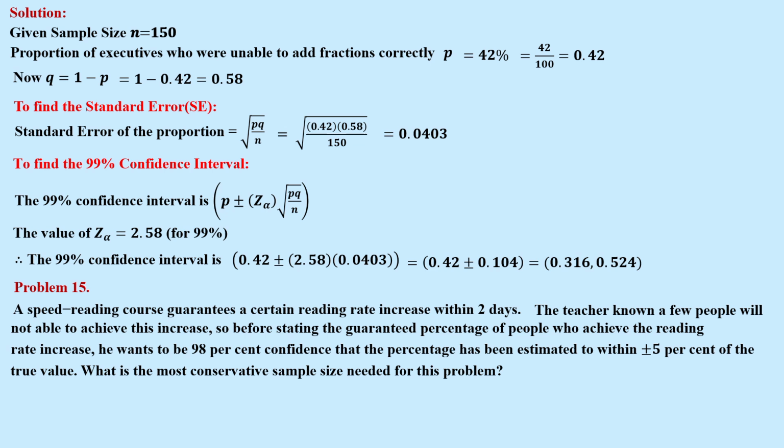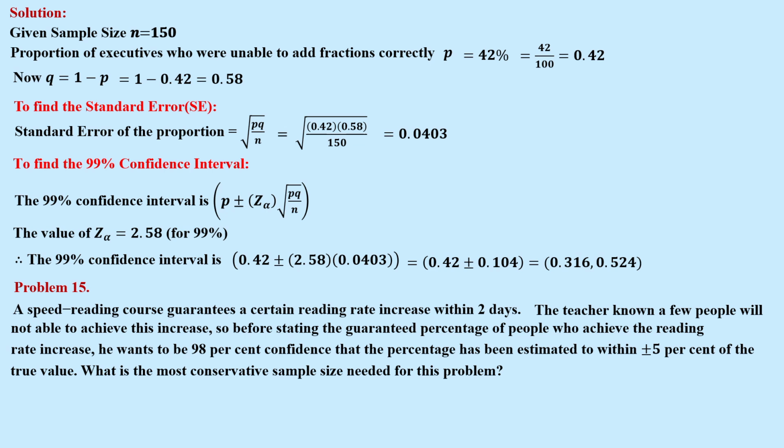Within 2 days they are guaranteed, right? They will increase the speed of reading of a person. A few people, not teachers, are known, a few people not able to achieve this increase. So in that course, the teacher understands that some of them are not able to increase their speed of reading, right?